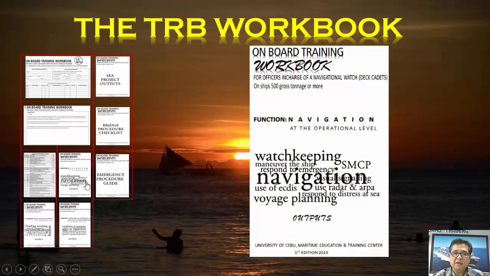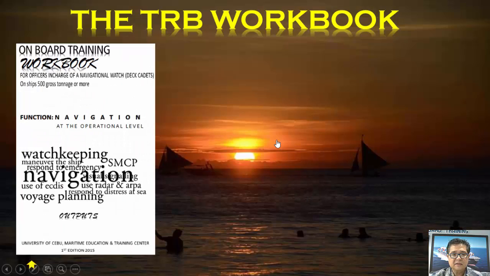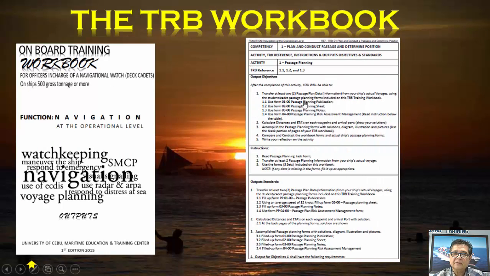functions, navigation at the operational level. In the navigation operational level function, there are several outputs already. The outputs are carefully structured based on the competency or task in your training record book. By doing the assignments in the workbook, you can comply with your tasks in your training record book, so you have a documented record of your tasks completed in your training record book.